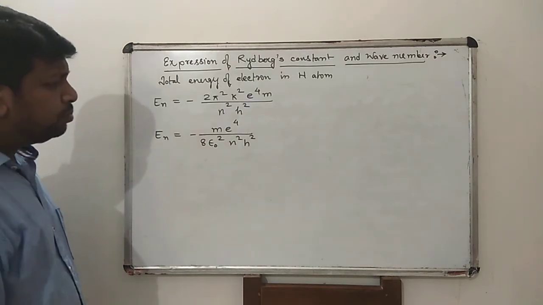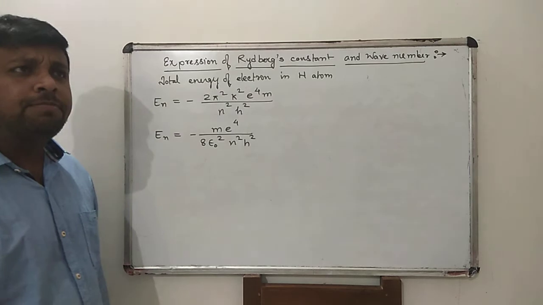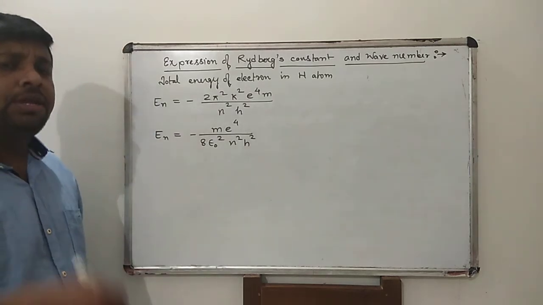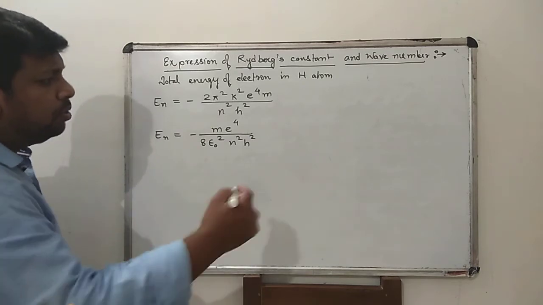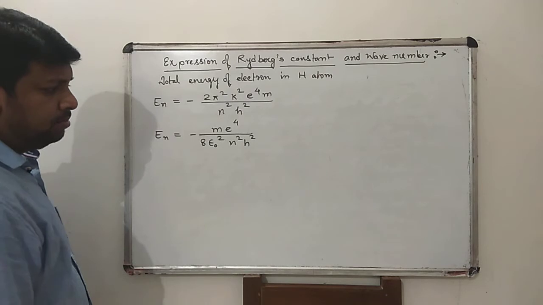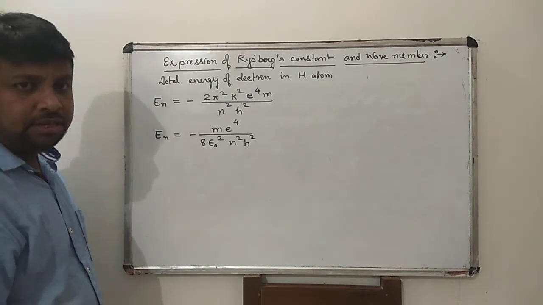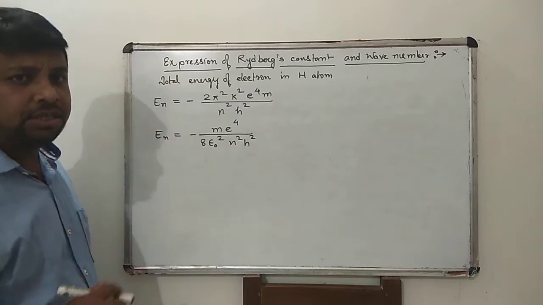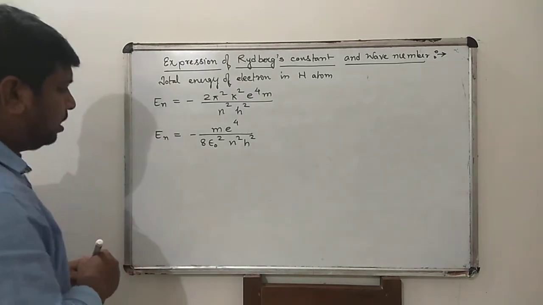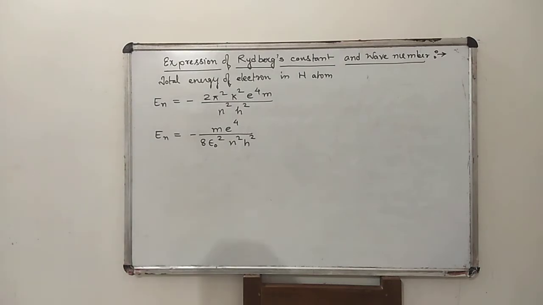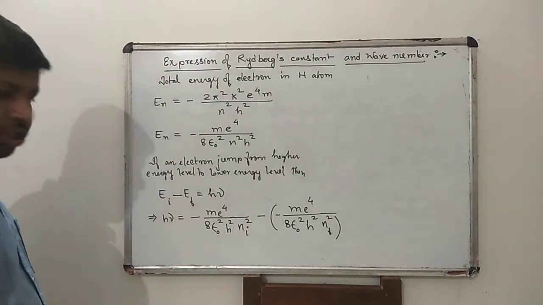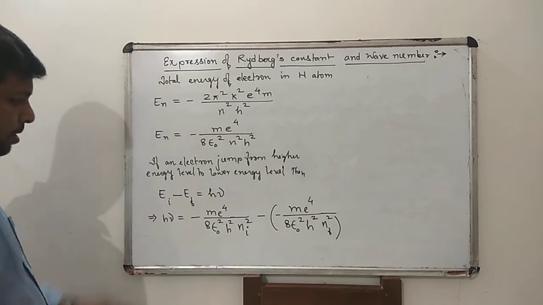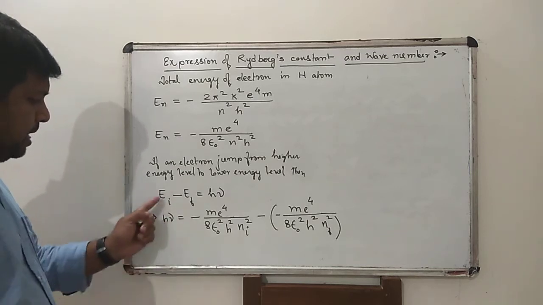According to Bohr's postulate, if an electron jumps from a higher energy level to a lower energy level, then it can radiate, that means release, energy. So applying Bohr's postulate, we get Ei minus Ef equal to h nu.